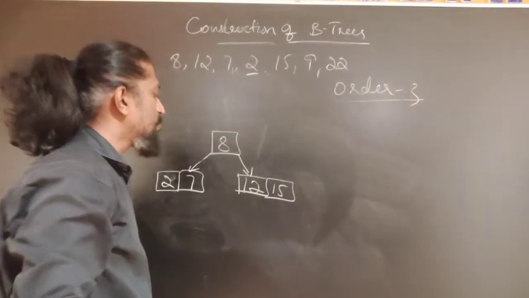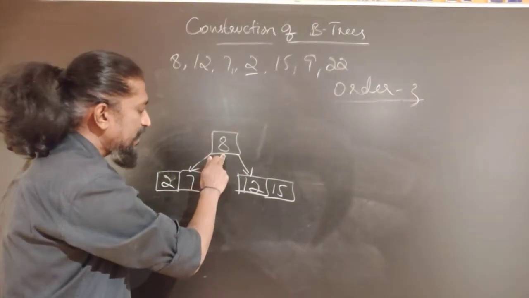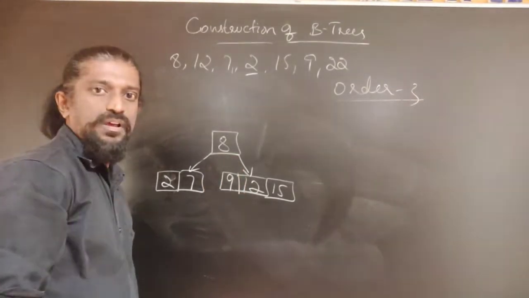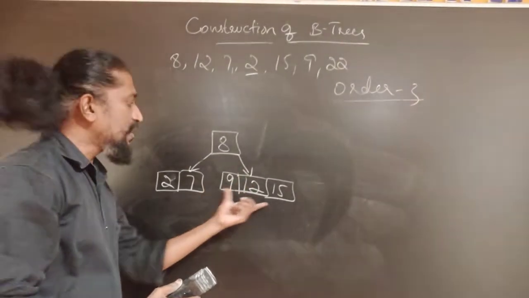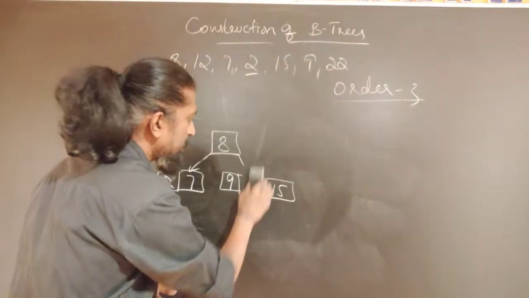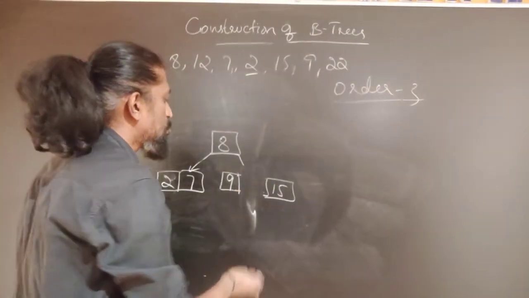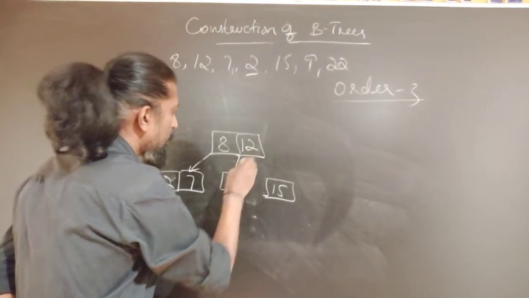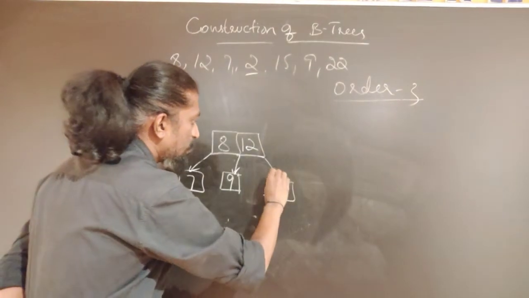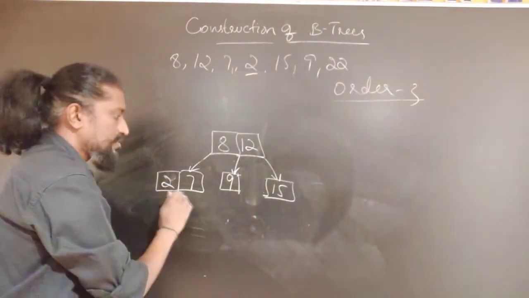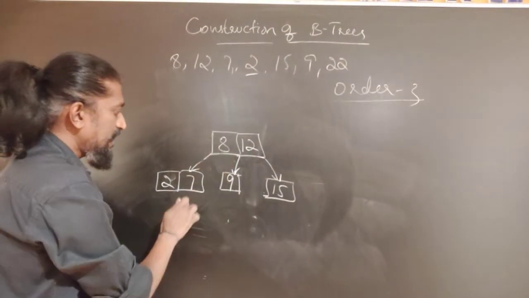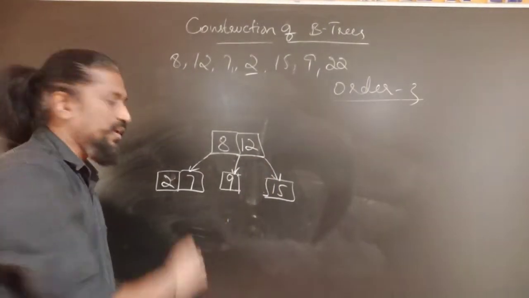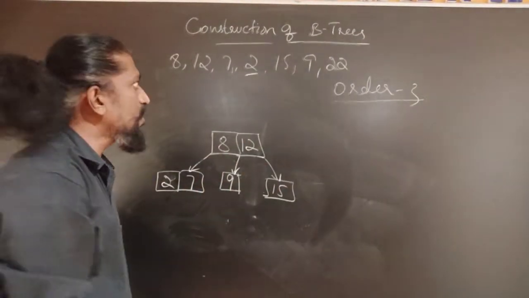Next key that we need to insert is 9. So 9 is greater than 8, and among these two keys it is less than 12. So 9 has to come here. Now since this node overflows, the node can't exist. It needs to be split. And which is the middle key? The middle key is 12. So 12 will be promoted to the parent, and there will be a descendant in between 8 and 12, and one descendant to the right of 12. So now we can see these keys are less than 8, these keys are greater than 8 and less than 12, and these keys are greater than 12. In this particular fashion we can continue constructing the B tree.